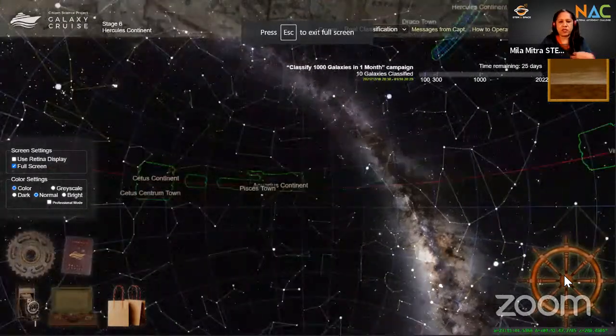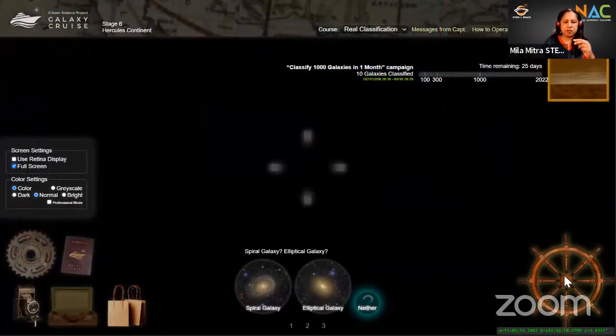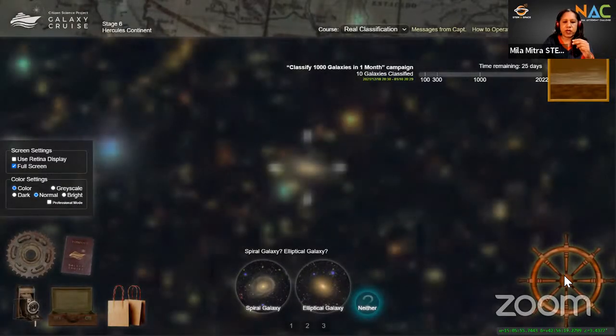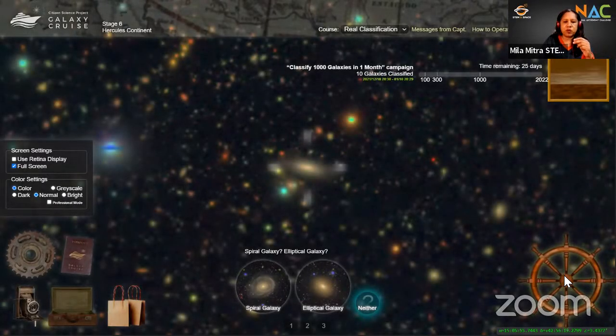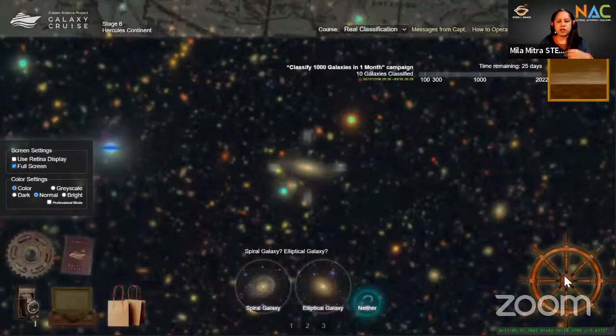So I click on my first galaxy. It zooms in like a game. It takes some time for the first galaxy to show up, so you just wait peacefully. And when it's ready, then you can.